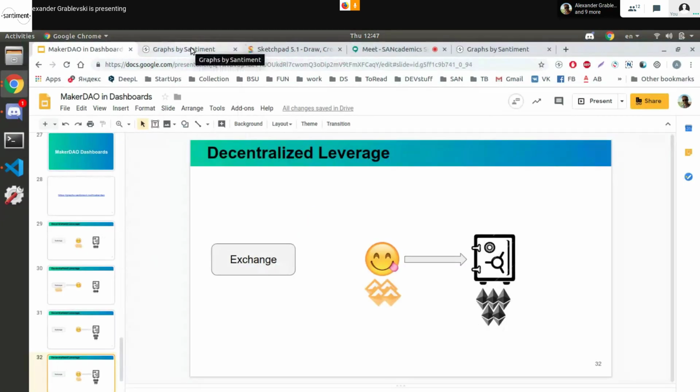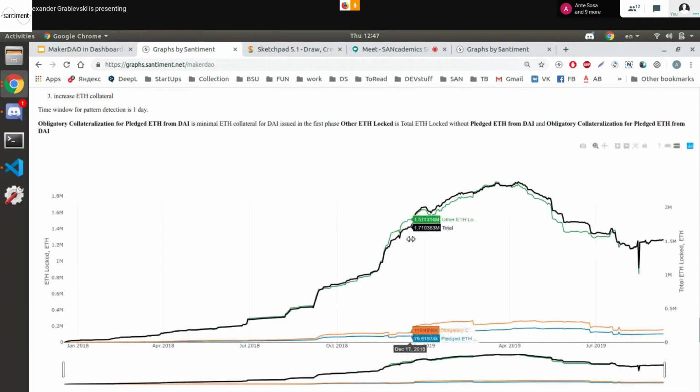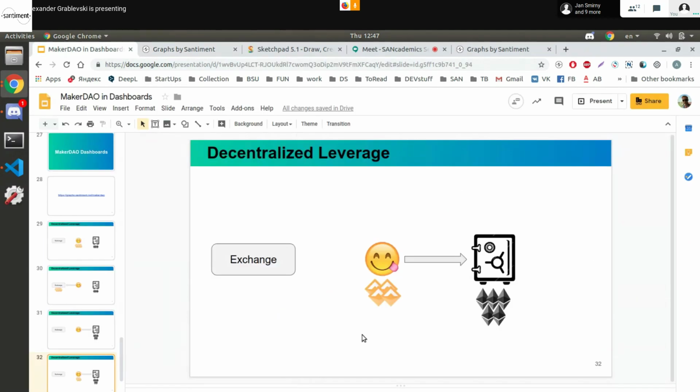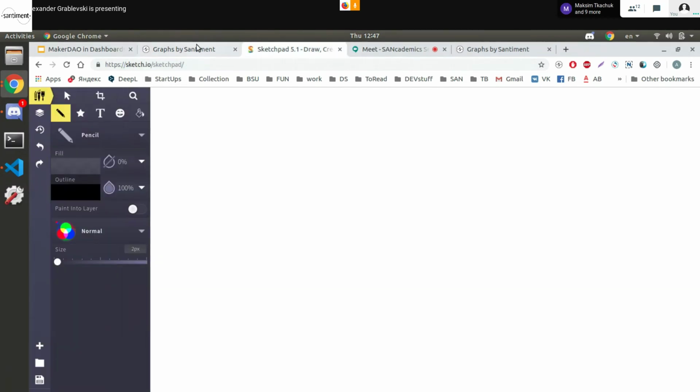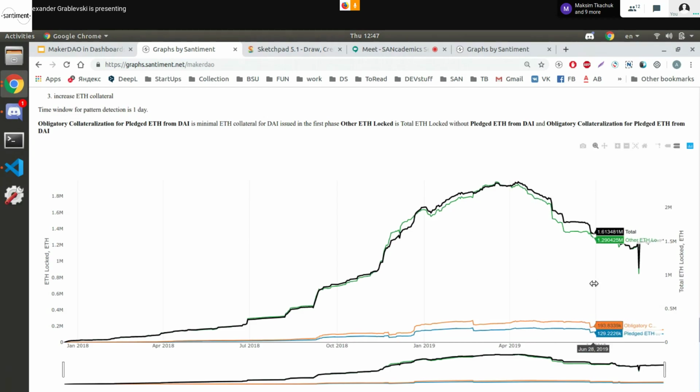Yeah, that's not so infinite because you have this safe ratio for DAI. But on these graphs, we try to show you how much ETH is used for this decentralized leverage. This graph shows you the total amount of Ethereum that is locked, this black line, and the orange line shows you how much ETH is locked with this procedure. So how much ETH was re-pledged from the DAI and put back to CDPs.